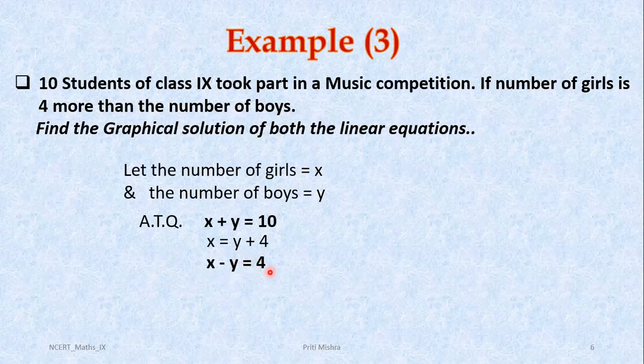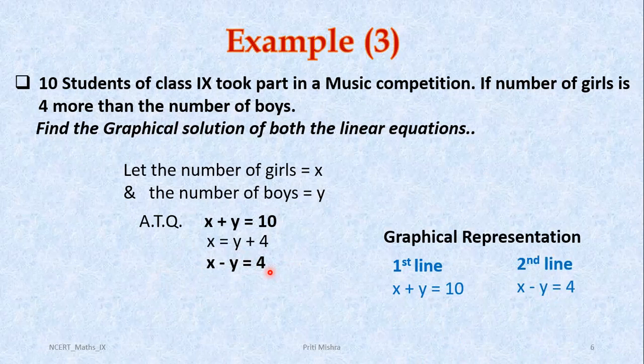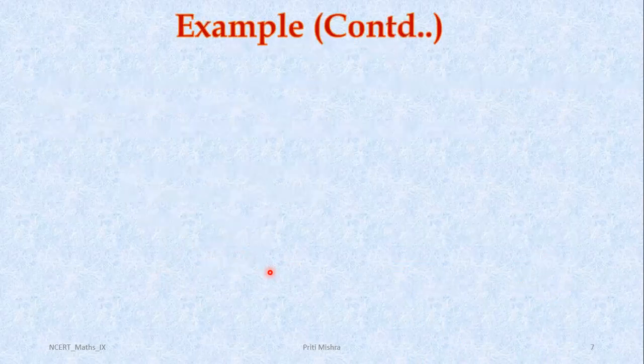Now we will plot these two lines on the graph paper. For the graphical representation, we have to do the first line X plus Y equals 10, and for the second line X minus Y equals 4.